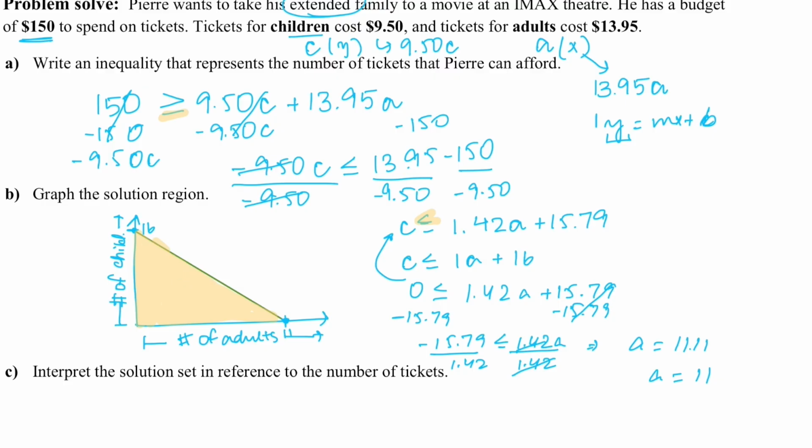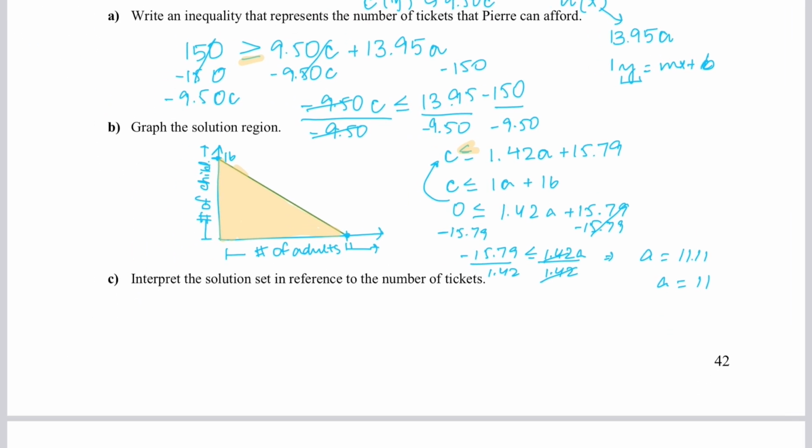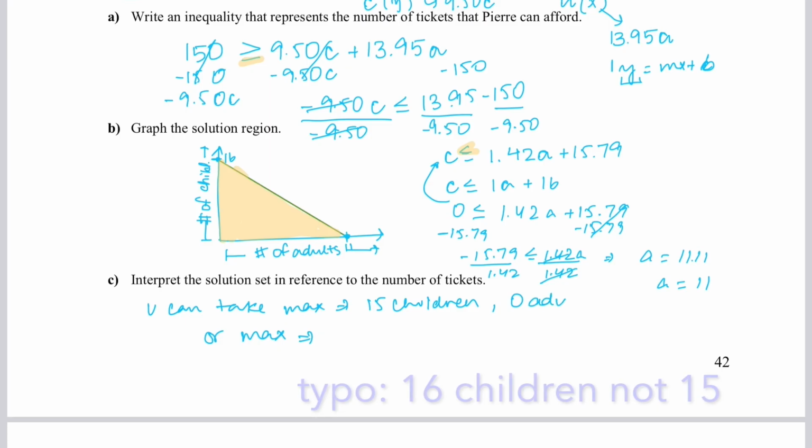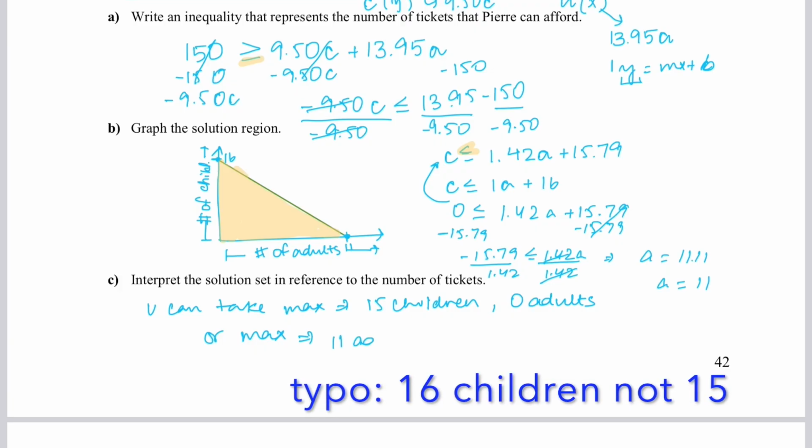That's it. Okay, part C says interpret the solution set in reference to the number of tickets. You cannot have negative numbers, so you'll just shade quadrant 1. You can take a maximum of 16 children with 0 adults, or you can take 11 adults and 0 children.